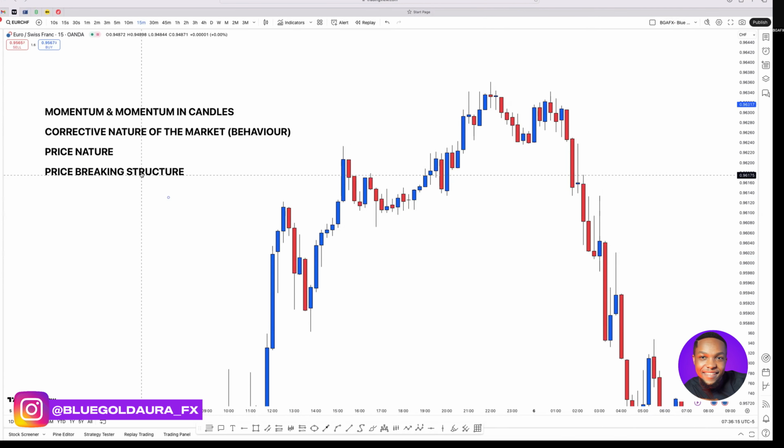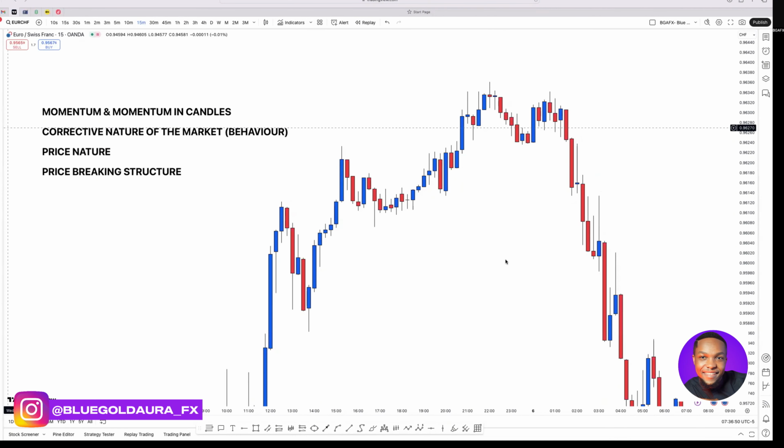The first one is momentum in candles. When you are in the markets, just like we see with the price action that we have here, you realize that at some point the market is printing large candles. You see candles with very long bodies and small wicks or tails. What it means to us is that there is so much momentum, there is volume and volatility in the market, and it is pumping and pushing.